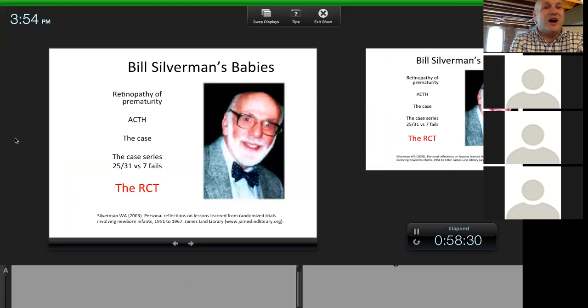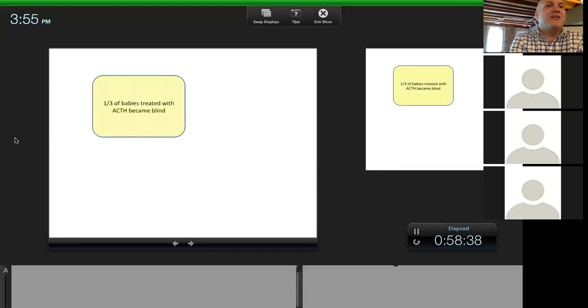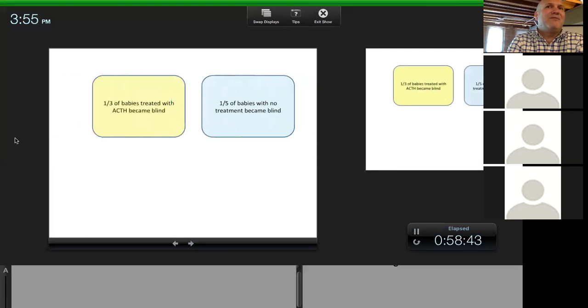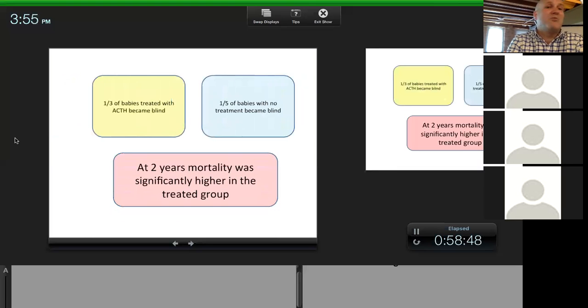But then they did the trial, and that was the trial that we saw that nurse cheat the randomization sequence for. And the results of the trial are that a third of babies treated with ACTH, the treatment, became blind. But only a fifth of babies with no treatment became blind, and that difference was statistically significant. And at 2 years, mortality was significantly higher in the treated group.